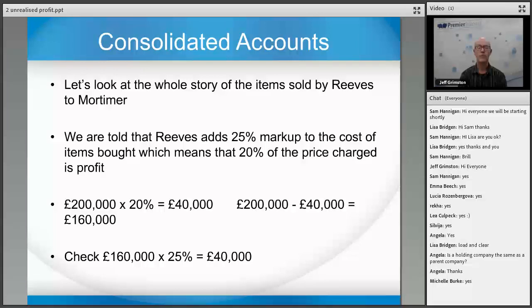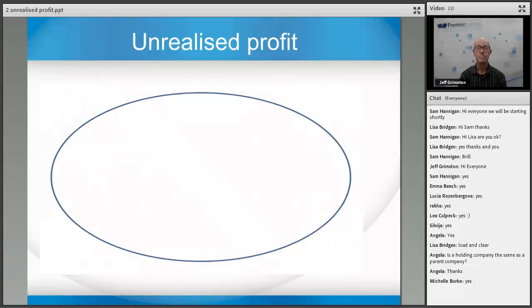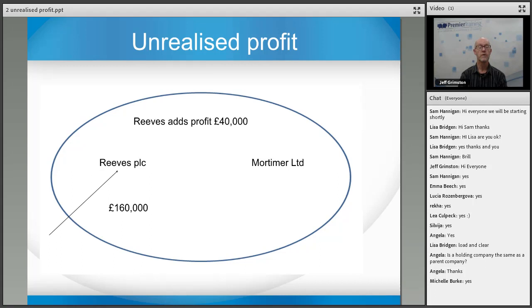So now let's draw the diagram again. There's our group. There's Reeves. There's Mortimer. Reeves buys goods for 160, adds profit of 40, sells them on to Mortimer for 200,000. So that's the transaction as it's happened. So if at this point Mortimer had those goods in inventory, their true cost is 160, not 200.